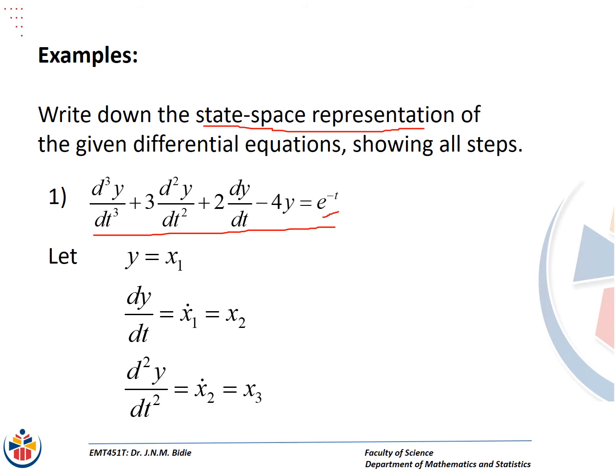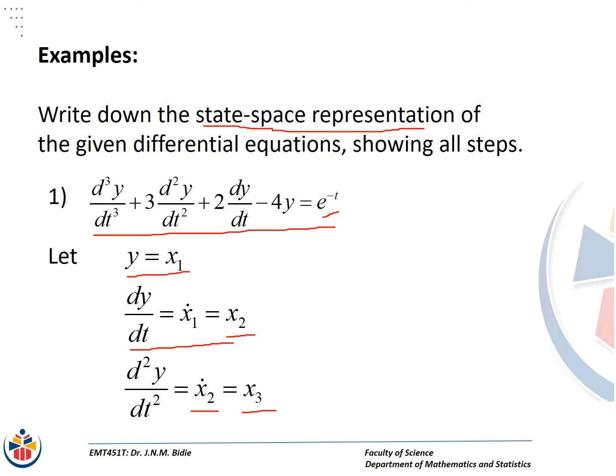So the first thing we do is the change of variables. We start by saying y is equal to x1. We start by that change, noting that the second term has got dy over dt, so we have to change also the second term. dy over dt will be equal to x1 dot, which is the derivative of that x1, and then we let it be equal to x2. So y is equal to x1, x2 is equal to x1 dot. The second derivative of y with respect to t, we change it to x2 dot, which we'll simply say is equal to x3.